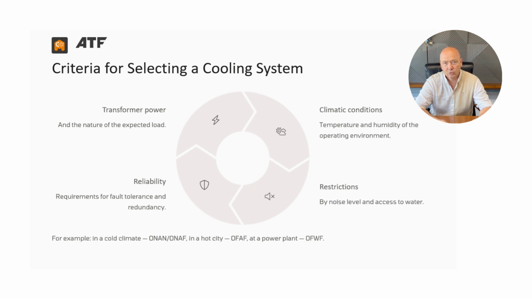To choose the right cooling system, several factors must be considered: the transformer's power and load pattern, the local climate, including temperature and humidity, limits on noise and water availability, and the need for redundancy or fault tolerance. For instance, in cold climates, ONAN or ONAF may be sufficient. In a hot urban area, OFAF with backup pumps is recommended. In a power plant, OFWF with water from a technical reservoir may be the best choice.